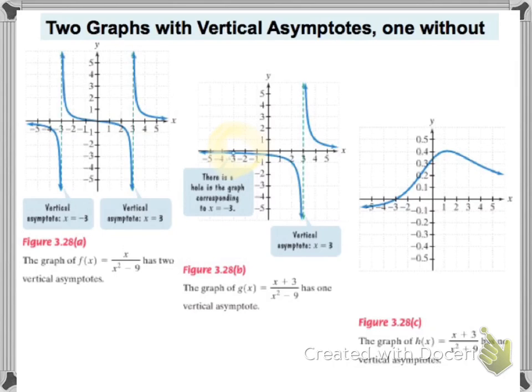But you don't know if that error is a hole or if it is a vertical asymptote unless you do the algebra. And then lastly, that last example on the right that had no vertical asymptotes, here's the graph for it, and you can see again that there are no vertical asymptotes.